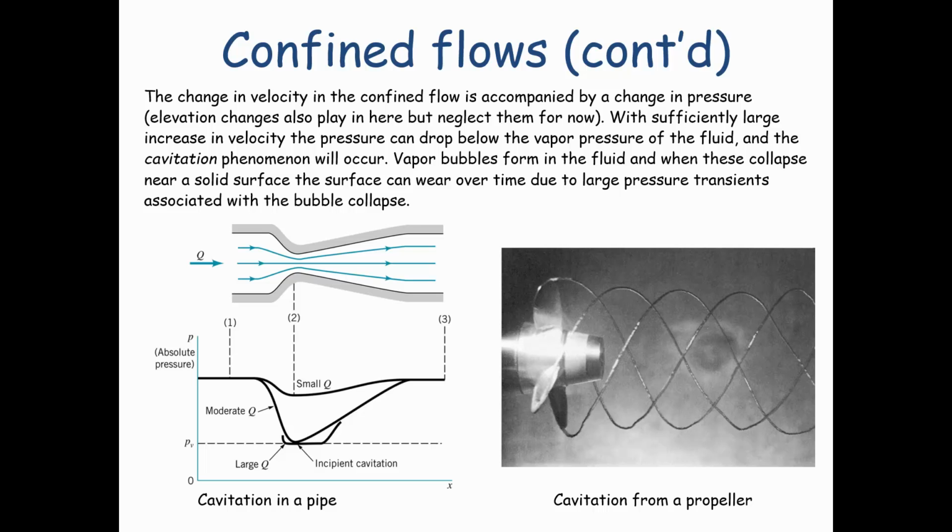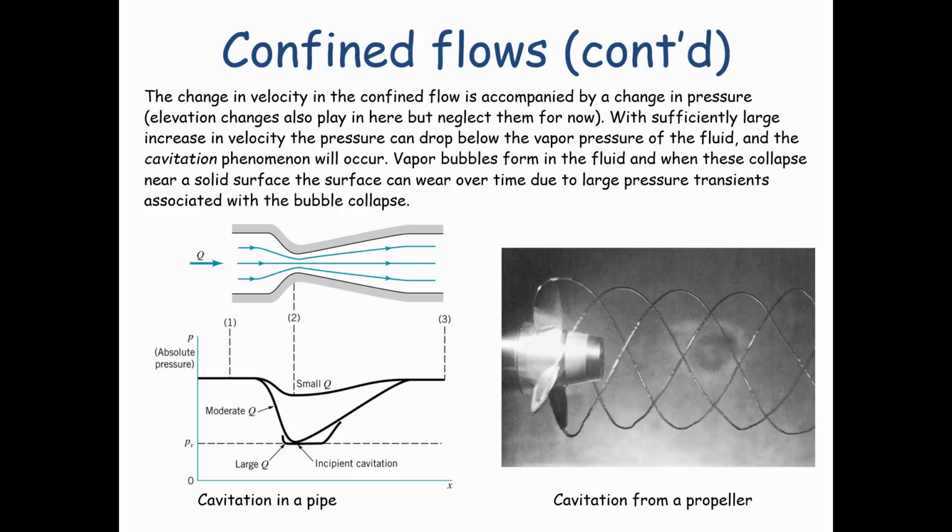Some other characteristics of confined flow are shown here. An important characteristic is the topic of cavitation in pipes and cavitation in other situations. Cavitation is a term that's used to describe the case where the pressure in a fluid drops to the point of the vapor pressure of that fluid. When the pressure in the fluid reaches the vapor pressure, vapor bubbles will form in the fluid, and these then can be created and collapse.